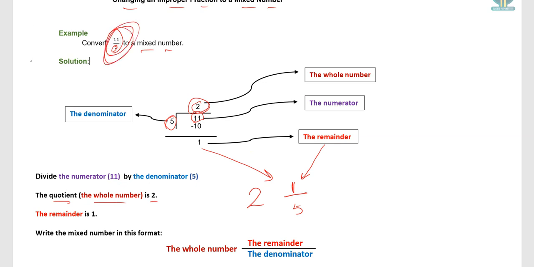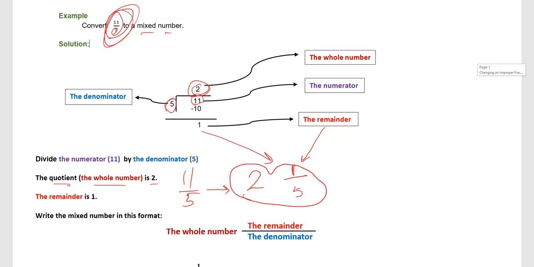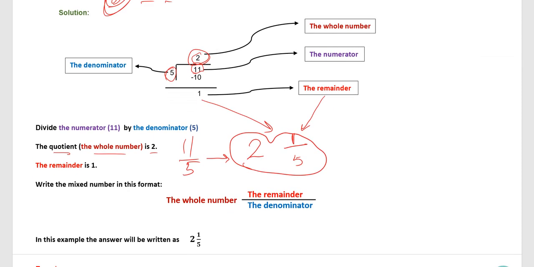So it was 11/5, remember. So the original denominator was 5. So my end result is 2 and 1/5. So I've converted 11/5 to 2 and 1/5.